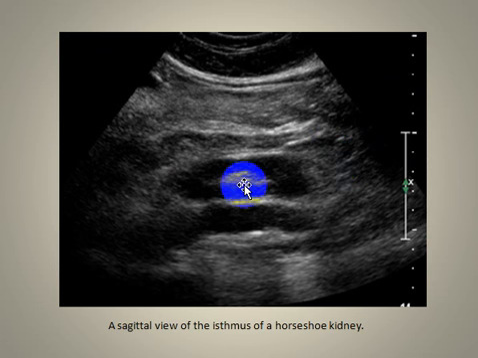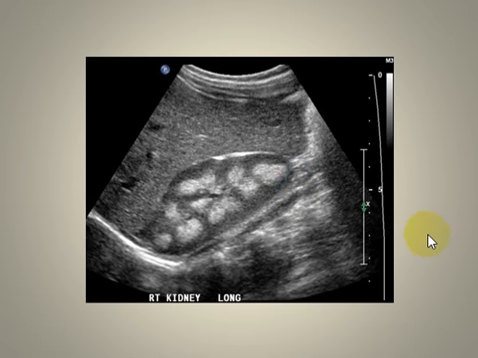And this is the sagittal view of the smooth fusion of the horseshoe kidney. Here you see a patient with nephrocalcinosis, and you see multiple echogenic areas involving the pyramids and the medulla.